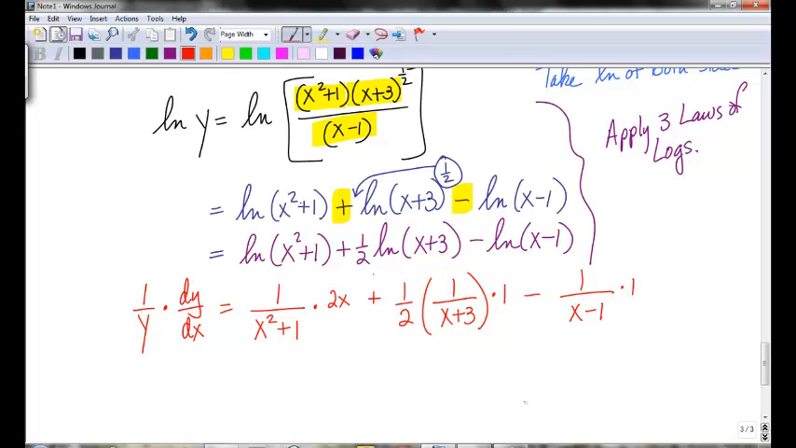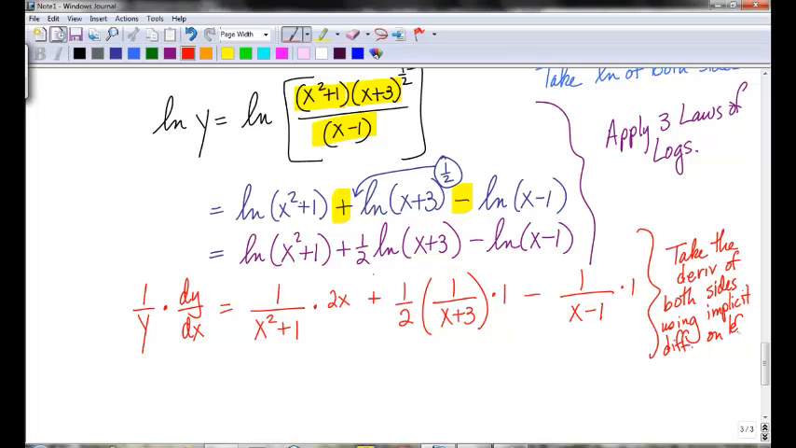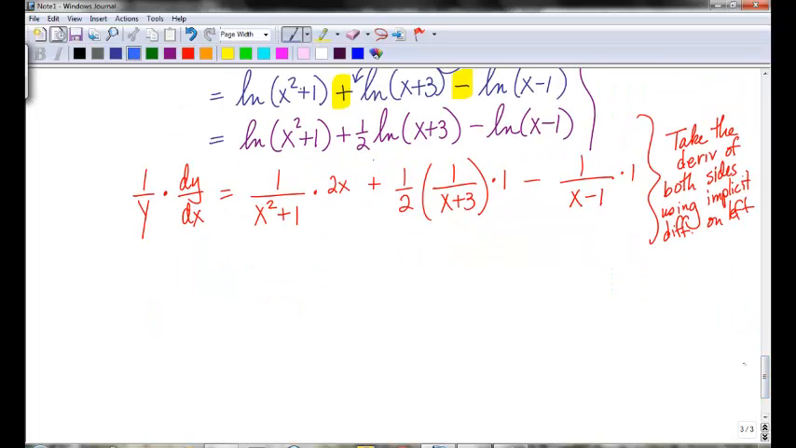Okay? So make a note on this step. It was take the derivative of both sides using implicit differentiation on the left side. Okay, implicit differentiation on the left side.